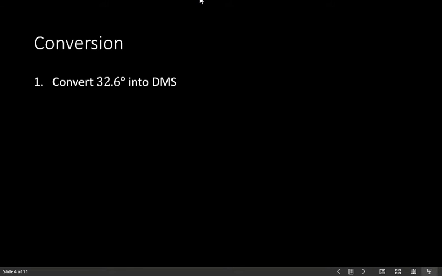So 32.6 degrees, you've got the whole number portion, which is the 32. The 0.6, we need to convert that into minutes. So we just take the decimal portion, 0.6, and we multiply it by 60, which will tell us how many minutes we have. 32 degrees and 36 minutes. This worked out exactly in minutes, so there's no need to keep going. But we'll see one later that doesn't.